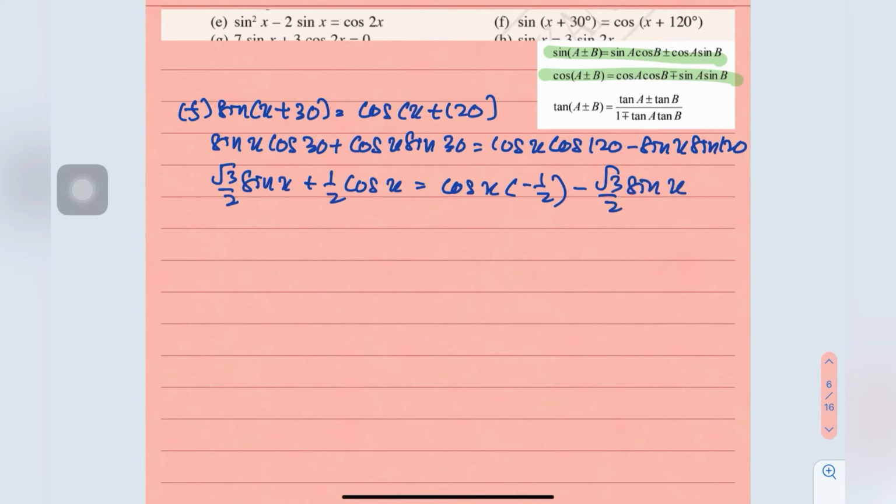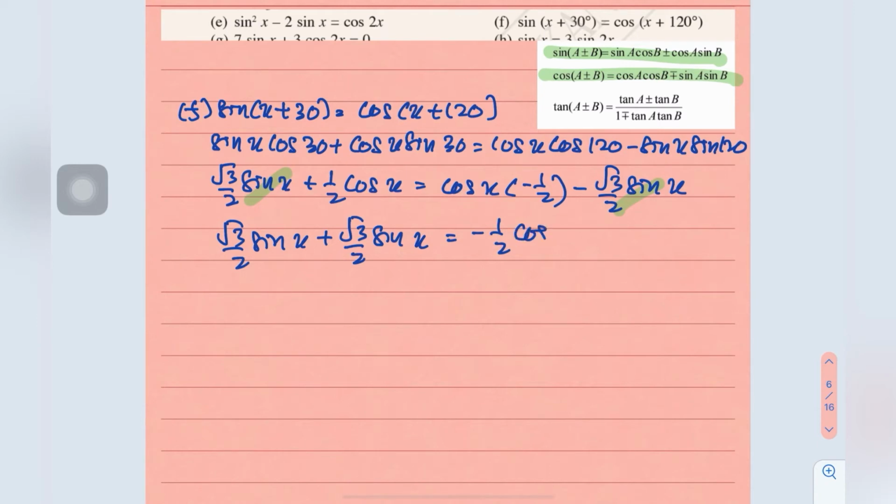Then we group sine with sine, and cos with cos. So √3/2 sin x plus √3/2 sin x, for this one and this one. For cos, −1/2 cos x − 1/2 cos x, for this one and this one. √3/2 plus √3/2 is √3, so this one is √3 sin x. Negative 1/2 minus 1/2 is negative 1, so negative cos x.